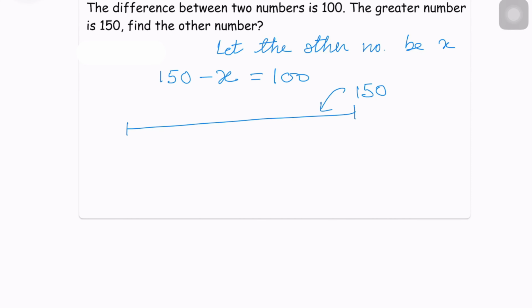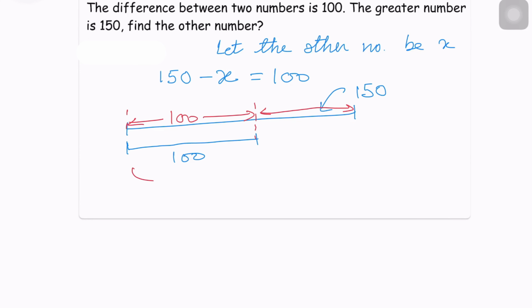So we will write 150. So this is 150, okay. Then 150 minus x is equal to 100. So here we will draw 100. So this is 100, okay. So now I will change the color. So this is 100 and we need to find this much, okay.